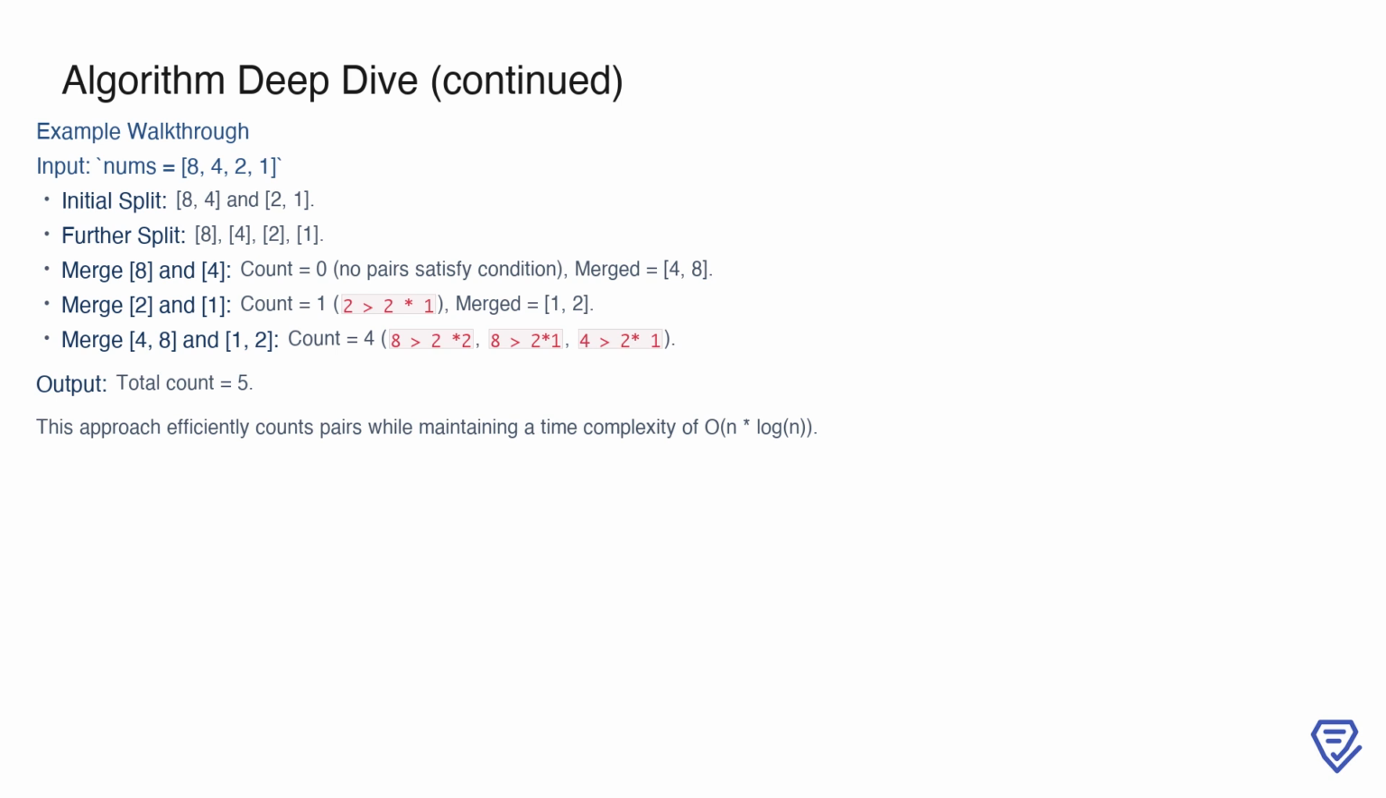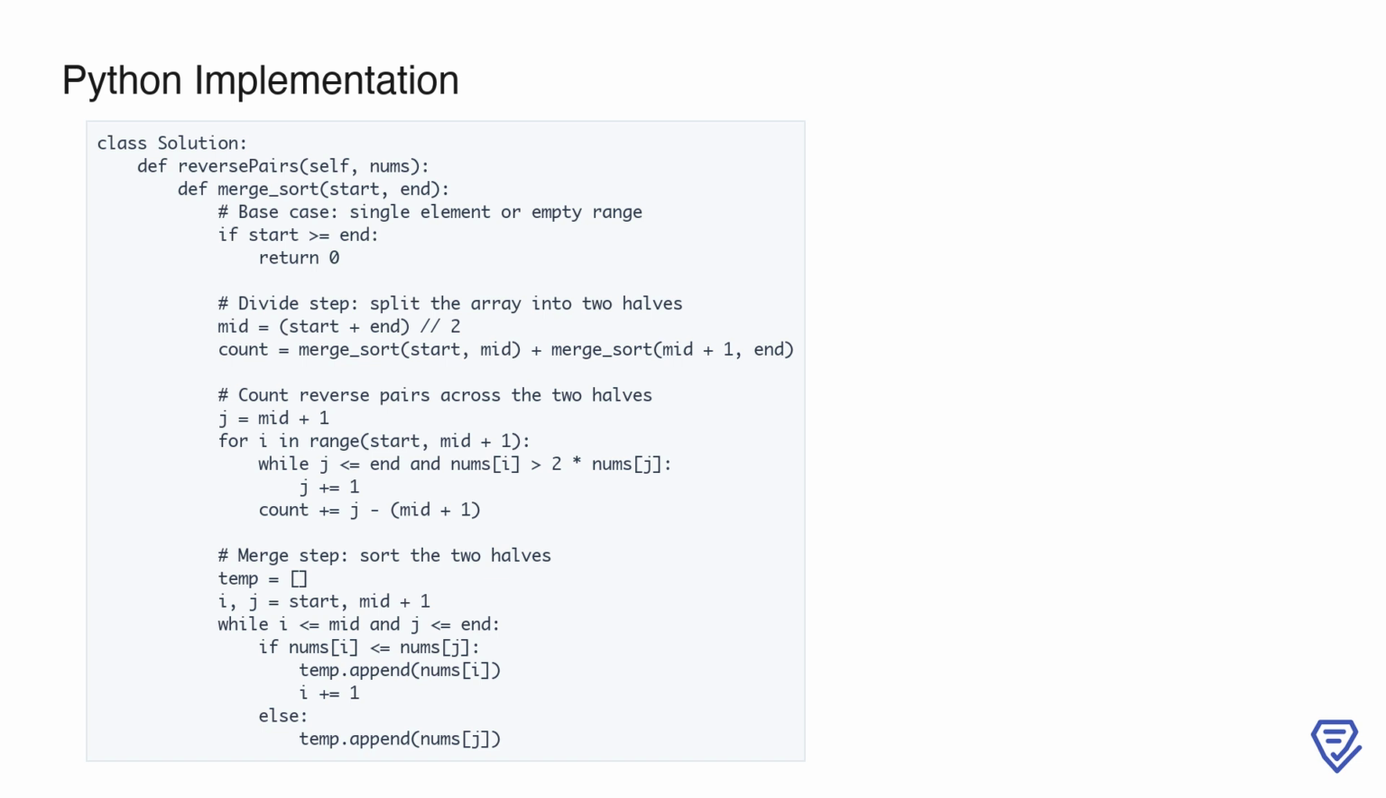This example demonstrates how the merge sort approach efficiently counts pairs while maintaining a time complexity of O(n log n). Here, we are implementing the solution using a divide and conquer approach with a modified merge sort. We start by defining a helper function called merge_sort, which will handle the recursive sorting and counting. The base case checks if the range contains 1 or 0 elements, in which case there are no reverse pairs to count, so it simply returns 0. Next, we divide the array into two halves by calculating the midpoint. The recursive calls to merge_sort process each half, and the results are added together to keep track of the reverse pairs found within the left and right segments.